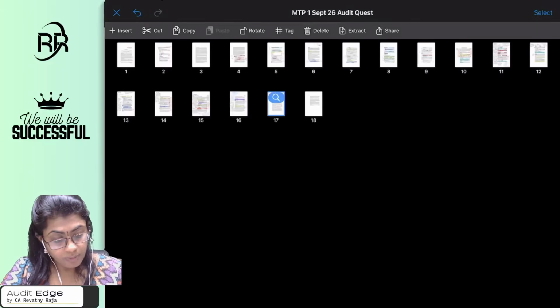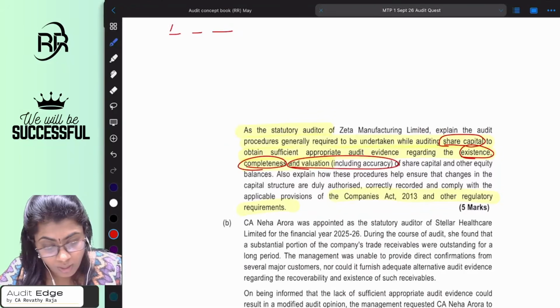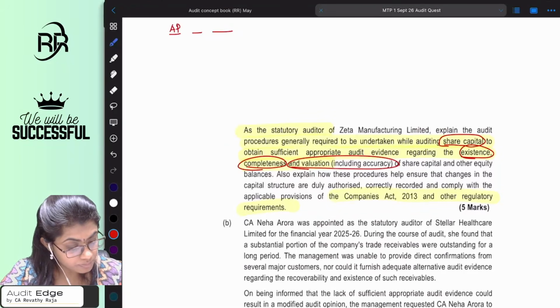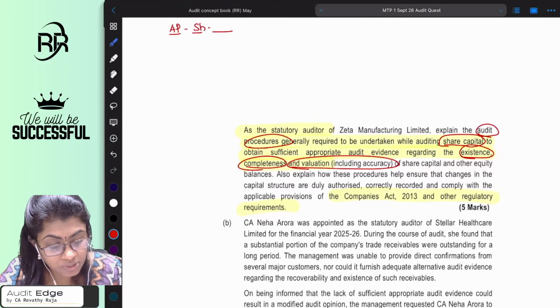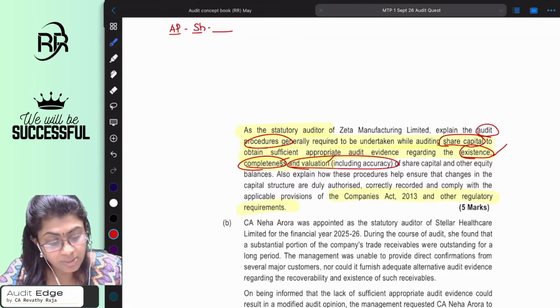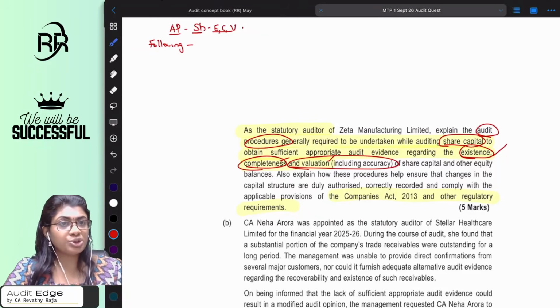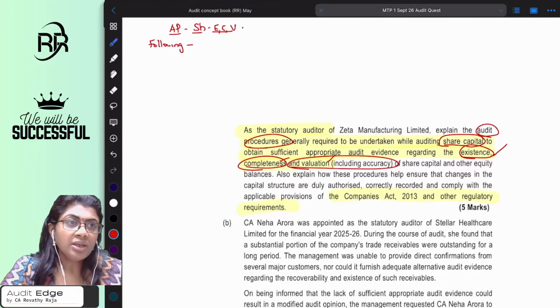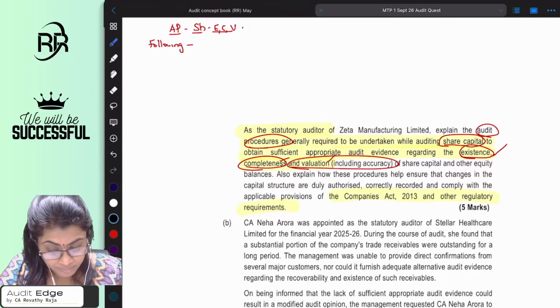So anyway, we'll write the answer. Okay. Audit procedures. They've asked audit procedures, right? Yeah. Audit procedures with respect to share capital, existence, completeness, valuation. So the following are the audit procedures which the auditor has to perform regarding the completeness, existence, and valuation accuracy of share capital.